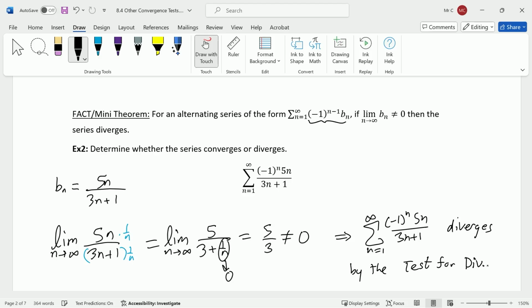And you don't have to specify the test for divergence for alternating series, because really, if the b sub n portion is approaching anything other than 0, then the limit of the terms just doesn't exist, because it's going to alternate between getting close to two different values. And so by the test for divergence, the series will diverge.